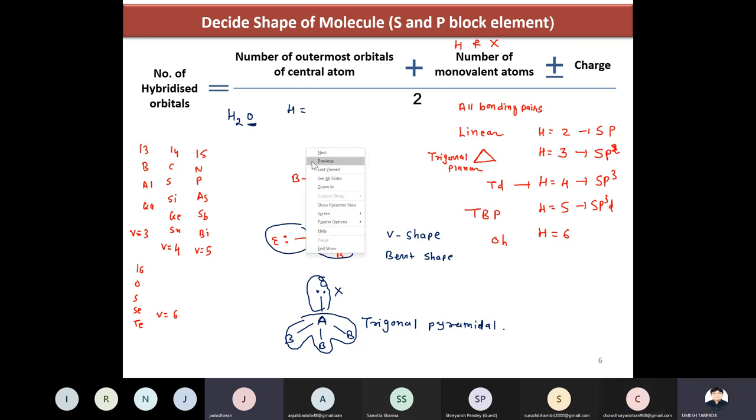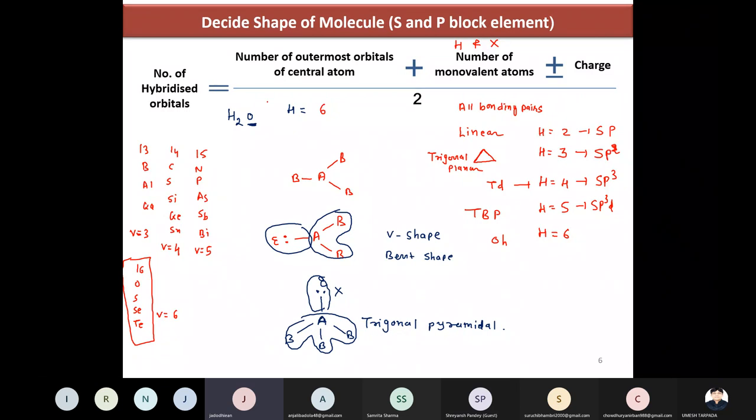What is the value of V? Two lone pair and two bond pair H2. नहीं वो नहीं देखना आपको, ऑक्सीजन कौन से ग्रुप में है पहले वो देखना है. 16 तो V is equal to valency or outermost electron, six. That is V. Yes, we are taking six. Now how many monovalent atoms, that is hydrogen or halogen? Two. Is there any charge? No, neutral. Divide by two, so it's four. And four means which hybridization is expected? sp3. इसलिए आपको स्ट्रेट फॉरवर्ड से ऐसे आपको टेट्राहेड्रल शेप ड्रॉ करना ही है ऐसे.